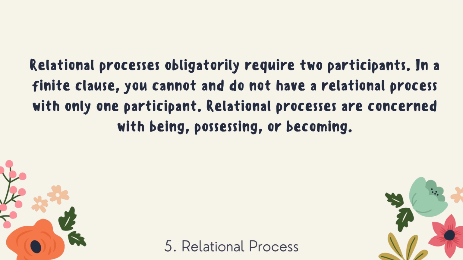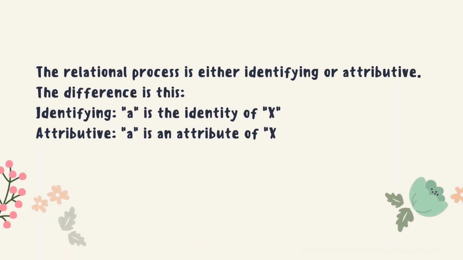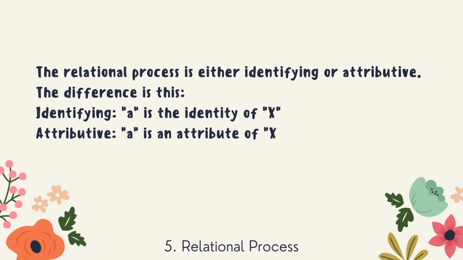Relational process. Relational processes obligatorily require 2 participants. In a finite clause, we cannot have a relational process with only one participant. Relational processes are concerned with being, possessing, or becoming. The relational process is either identifying or attributive. The sense is this: in identifying, A is the identity of X, and in attributive, A is an attribute of X.